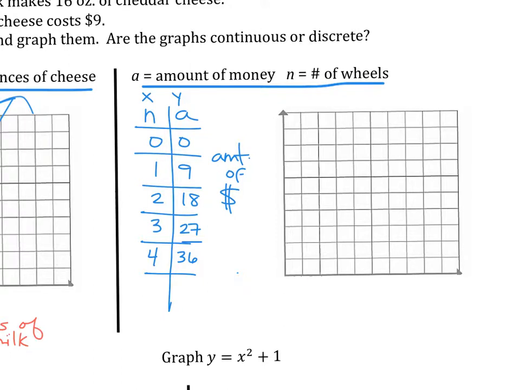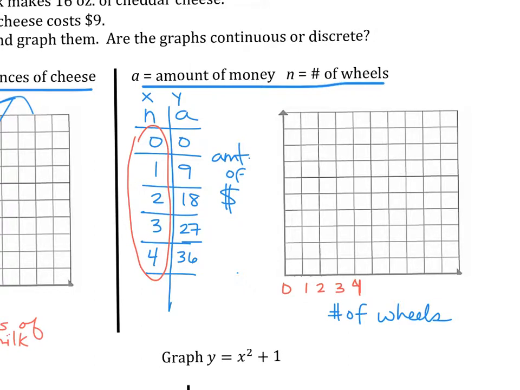What's going to go on the bottom? My X-axis, the number of wheels. Okay, so we're talking wheels of cheese here, okay? What do we want to count by on our X-axis? Count by ones, right? We're going from 0 to 4. So let's just count by ones. 0, 1, 2, 3, 4. That's all the farther you have to go. Then amount of money. What could we count by there? 9. You can count by 9.